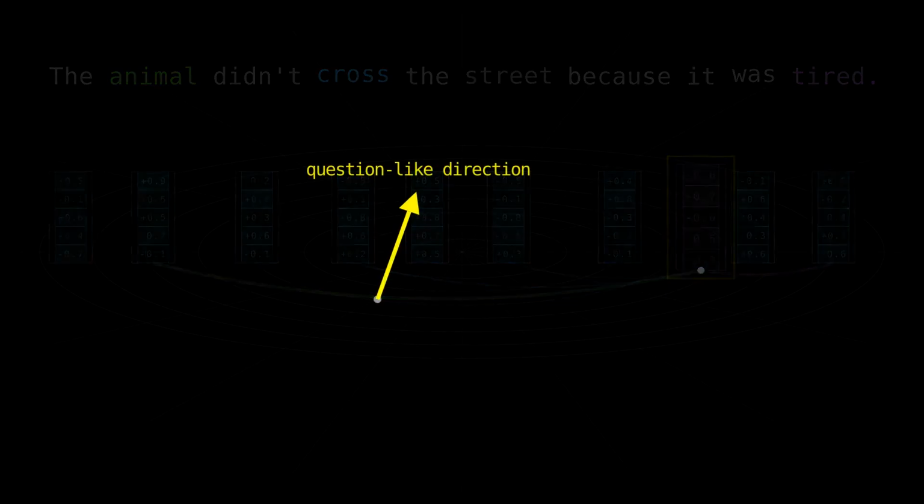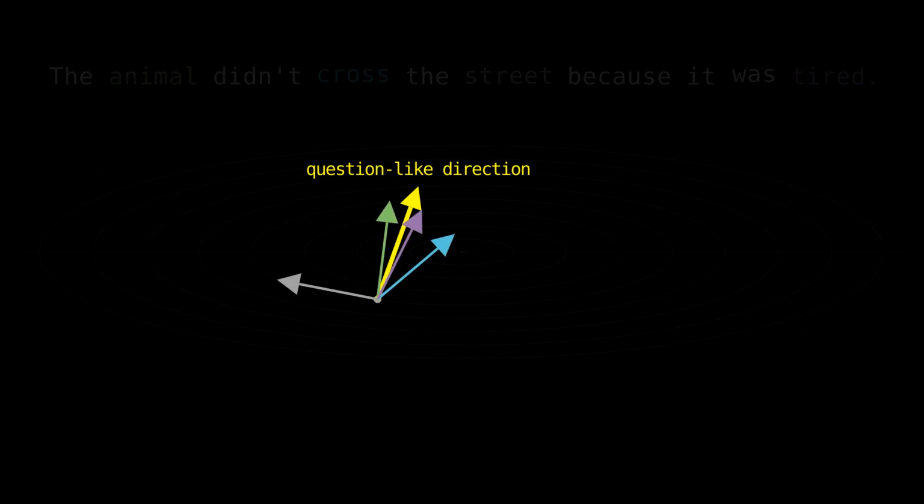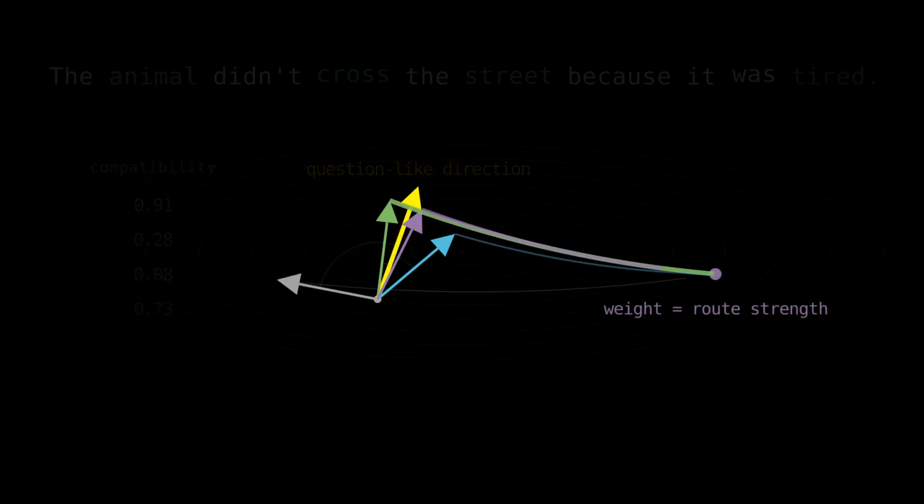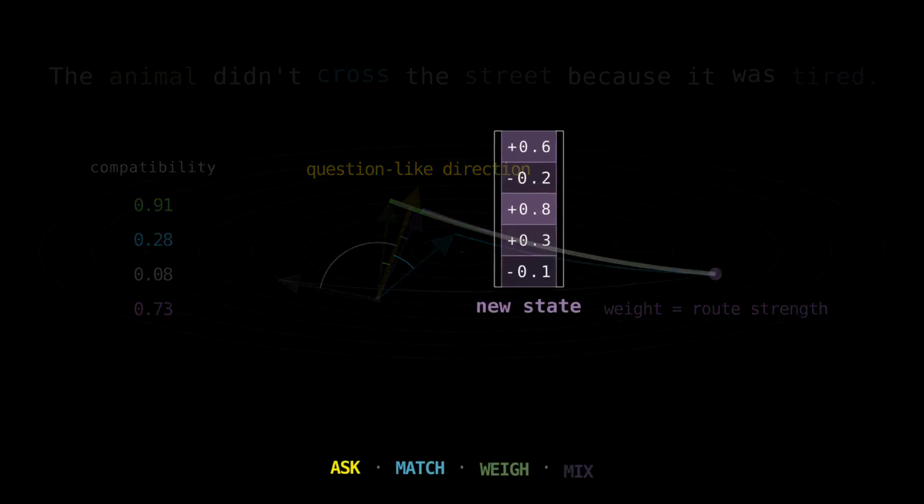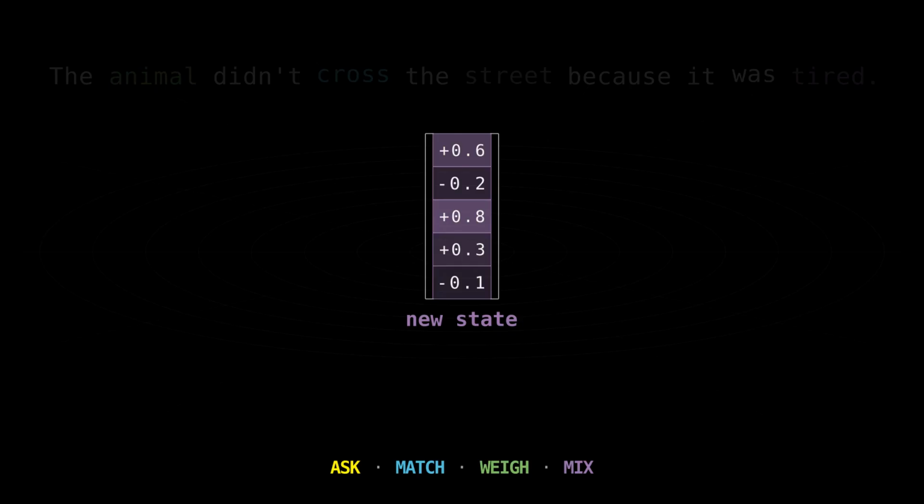Here is the whole idea before we name the parts. Every token creates a question-like vector. It compares that vector with matching vectors from the other token positions. Those comparisons become weights. The weights control how much information flows back. Attention doesn't pick one magic word and copy it. It builds a mixture. The rest of this video will make that sentence precise, one visible operation at a time.